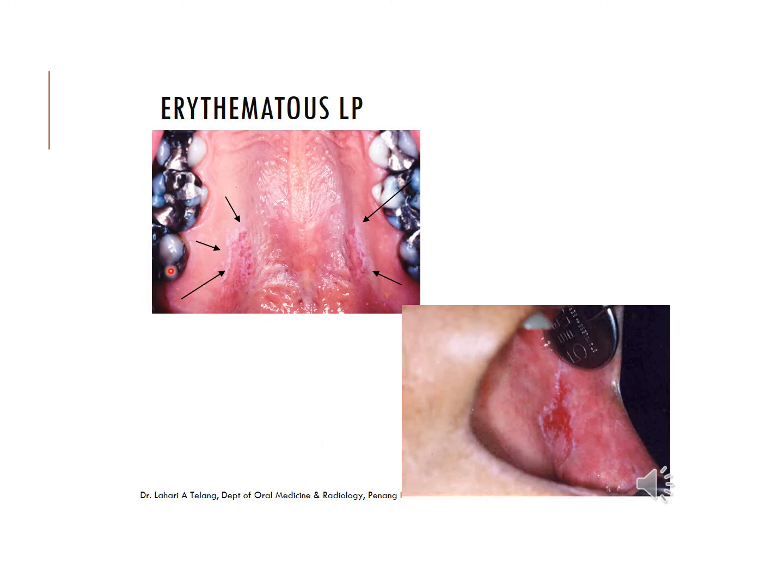Examples of erythematous lichen planus: you would see that there are white areas and then there is central redness here. Similarly, here also central redness with the surrounding white areas. So this is the appearance of erythematous lichen planus.